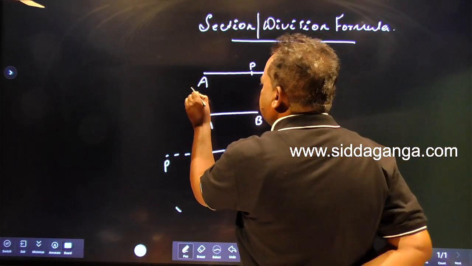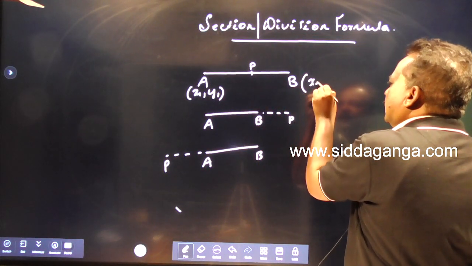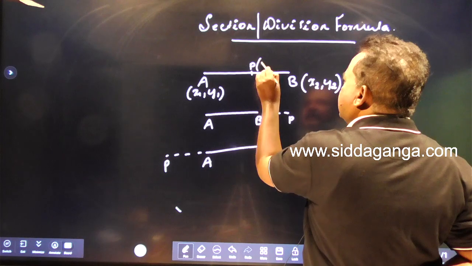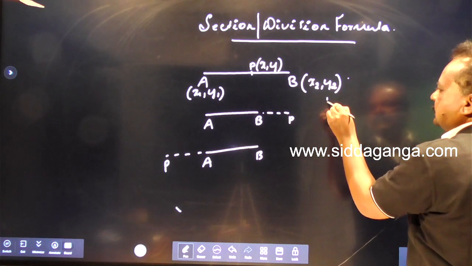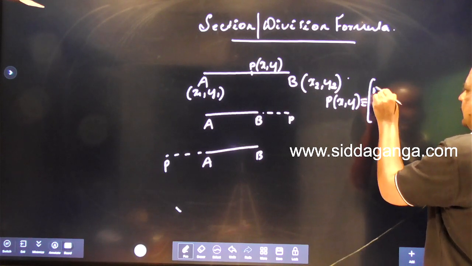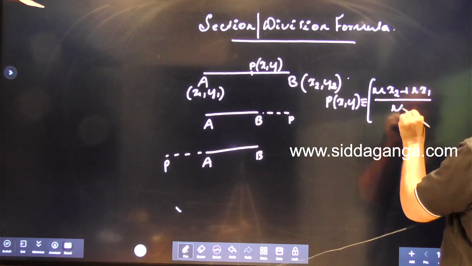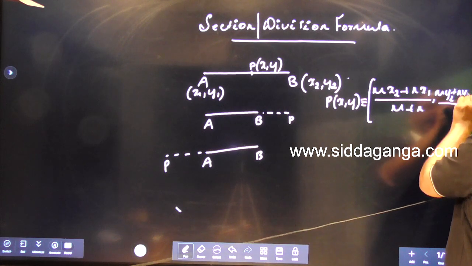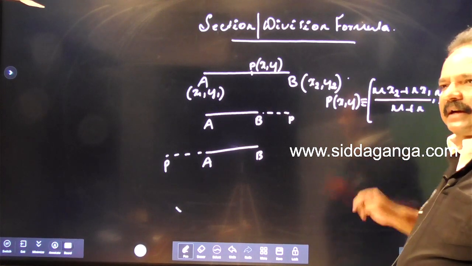If A of x1 comma y1 and B of x2 comma y2 are the points on the line segment, then the coordinates of the point P of xy for internal division are given by P of xy is equal to mx2 plus nx1 divided by m plus n. Similarly, my2 plus ny1 divided by m plus n. So this is called the section formula for internal division.